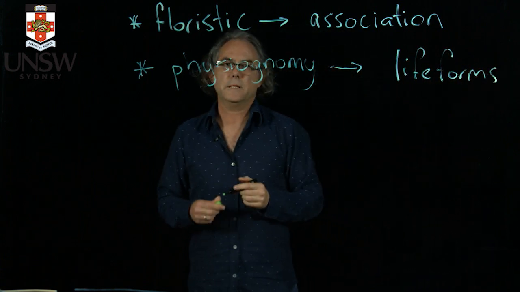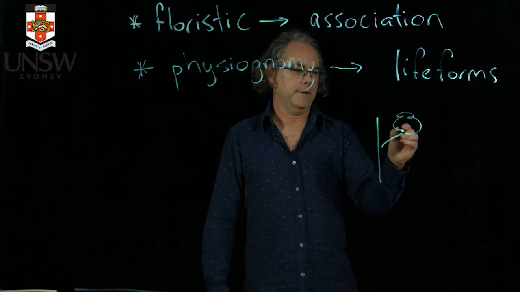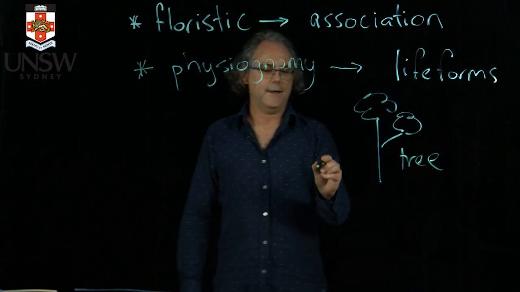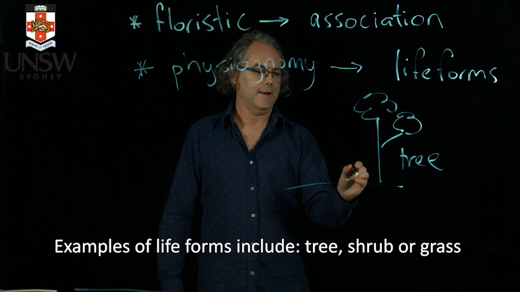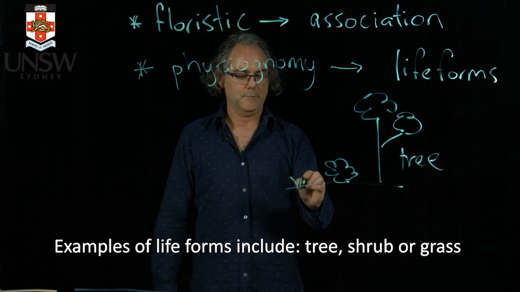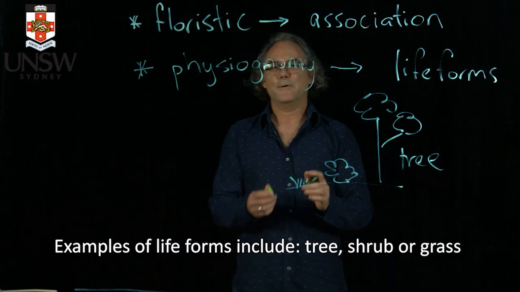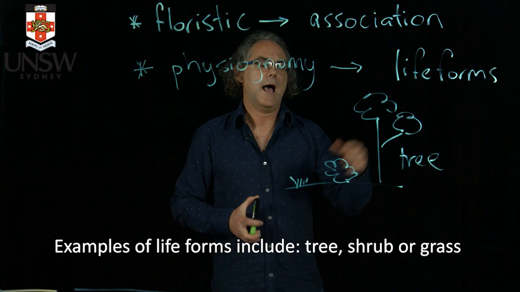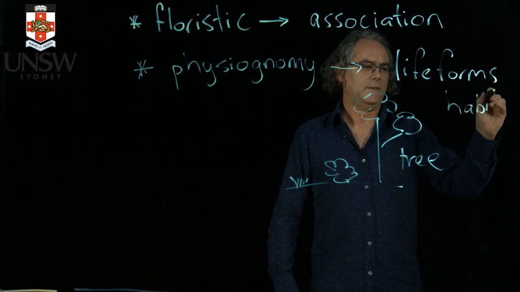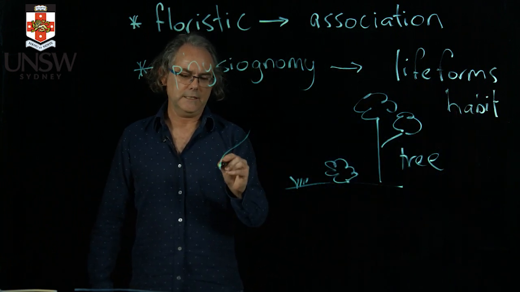Now, life forms is a word that you might not have come across, but you know, if I drew this, most of you would know that's a tree. And then if I drew something on the same scale and it looks something like this, that's a shrub, and I might have some grassy type things. You know, a tree versus a shrub versus a grassy type thing is a life form. Sometimes people use the word habit, and you could have a tree that was multi-stemmed.